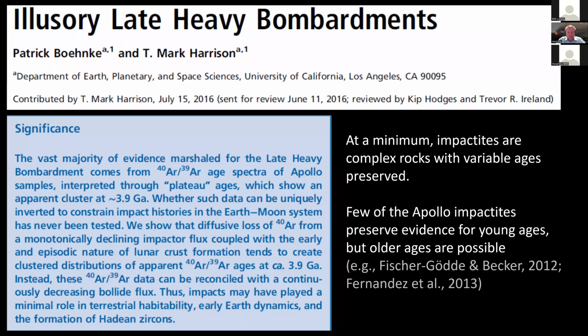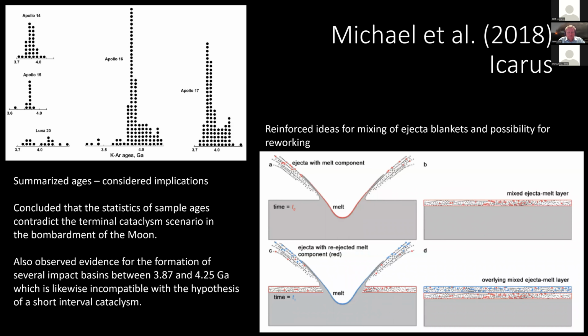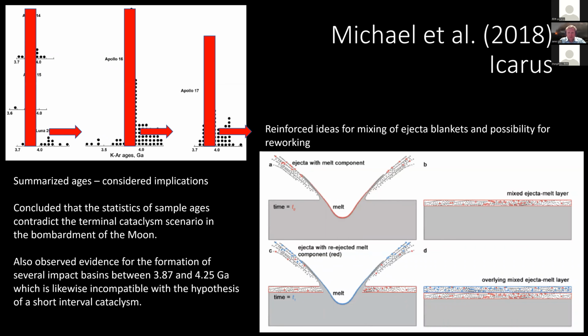Michael et al. in 2018 produced a very nice paper where they summarized all the available ages at that time for the Apollo and lunar missions. Of course, we now have more data from Chang'e 5, which we could add into this, which would be great. But they concluded that from the statistics of sample ages alone, they contradict the terminal cataclysm scenario. And that's simply because if you look at these ages, I've drawn bars at around 3.9 billion years.